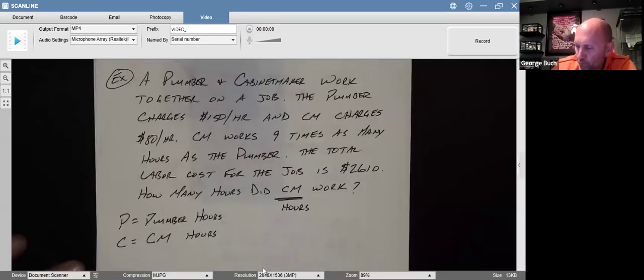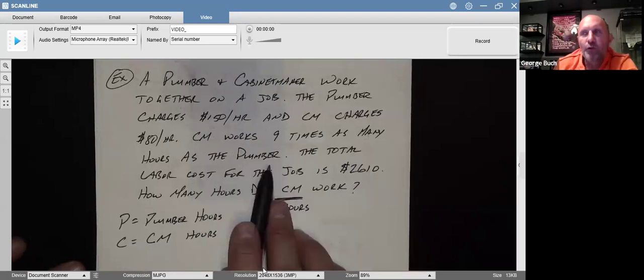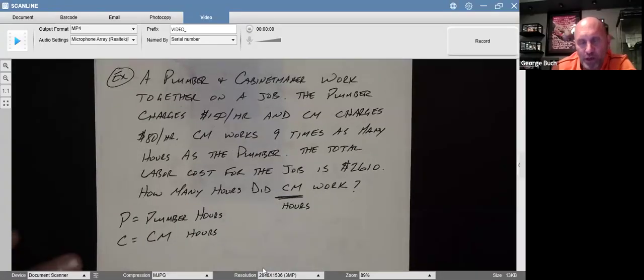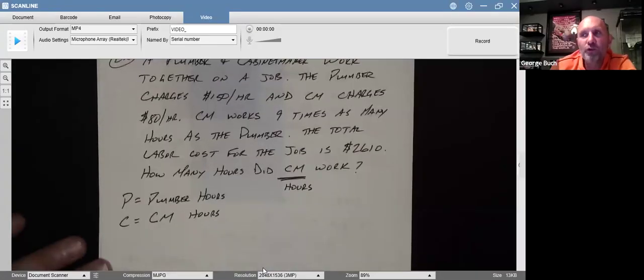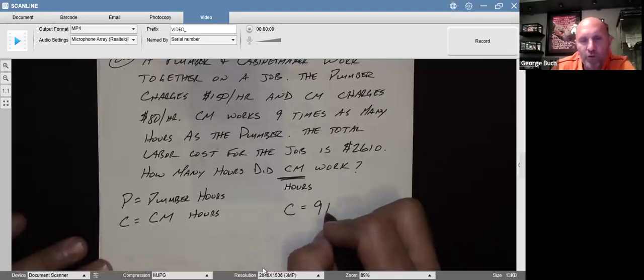So first, we're told that the cabinet maker works 9 times as many hours as the plumber. This is where we have to be careful setting up the equation, because if the plumber works 1 hour, how many hours does the cabinet maker work? Well, 9 times that, or 9 hours. If the plumber works 2 hours, the cabinet maker works 18, and so forth. So when I set this up, I have to be careful I put the 9 with the right variable. I have that the cabinet maker hours is 9 times whatever the plumber works.